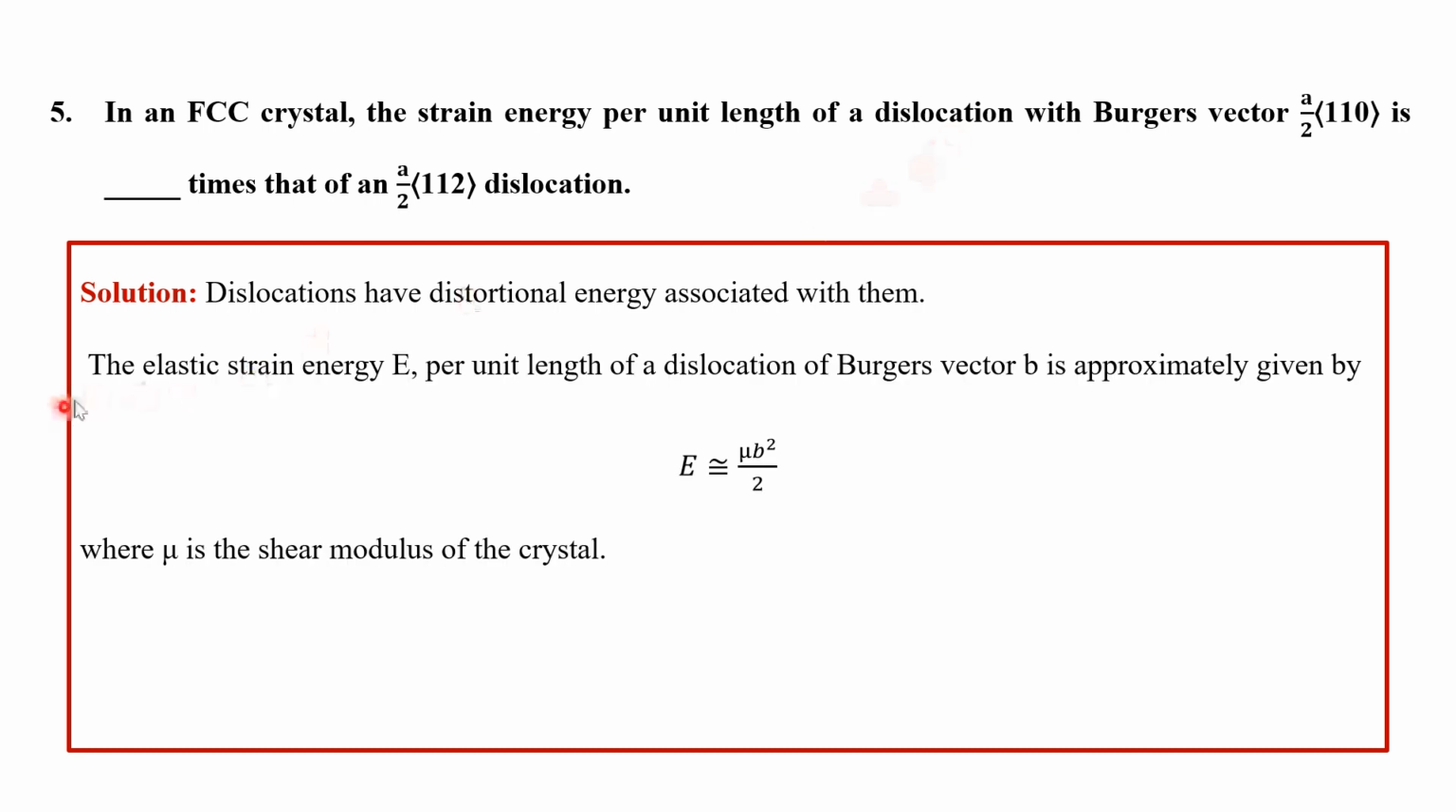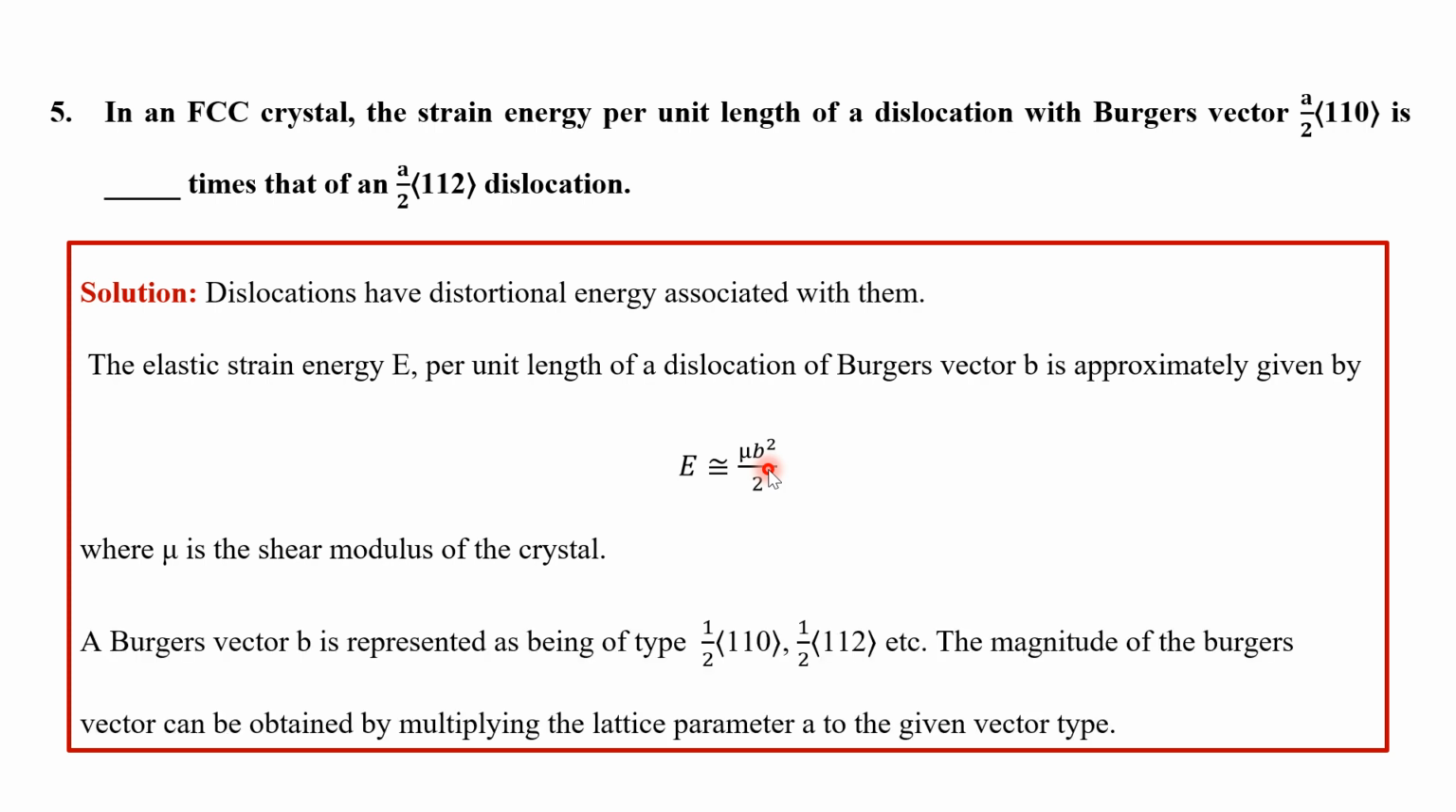This is given by an equation: the elastic strain energy E per unit length of dislocation having Burgers vector b is approximately given by E ≈ μb²/2, where μ is the shear modulus of the crystal and b is the Burgers vector. The Burgers vector is given here as a/2 <110> and a/2 <112>. But we cannot use them directly in this equation because we need to find the magnitude of b. So how do we find the magnitude of b?